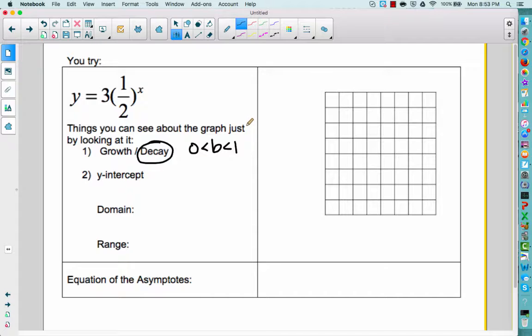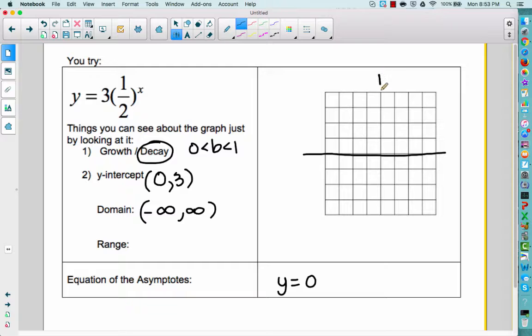All right, so again, my y-intercept is still the a term, so (0, 3). My domain remains negative infinity to infinity because there's no restriction on what x can be. The range, again, relates to the equation of the asymptote. The asymptote is a horizontal line through 0. I'm going to go ahead and get in my xy coordinate plane here.